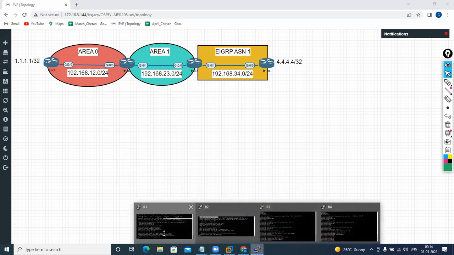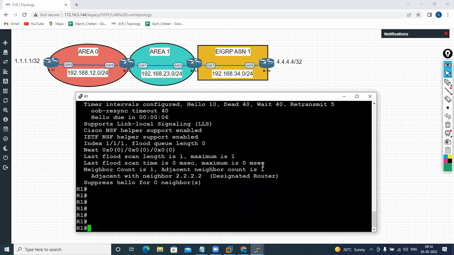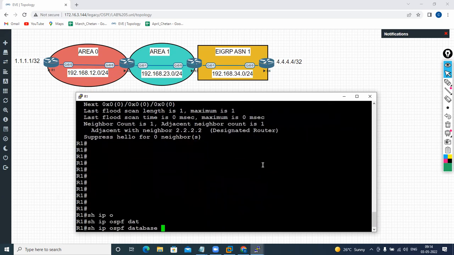So go to R1 and check the database. The command to check the database is show ip ospf database. This is where you check LSA types. All the LSAs will be present inside the database. We call this database the LSDB, link state database, where all the LSAs are stored.